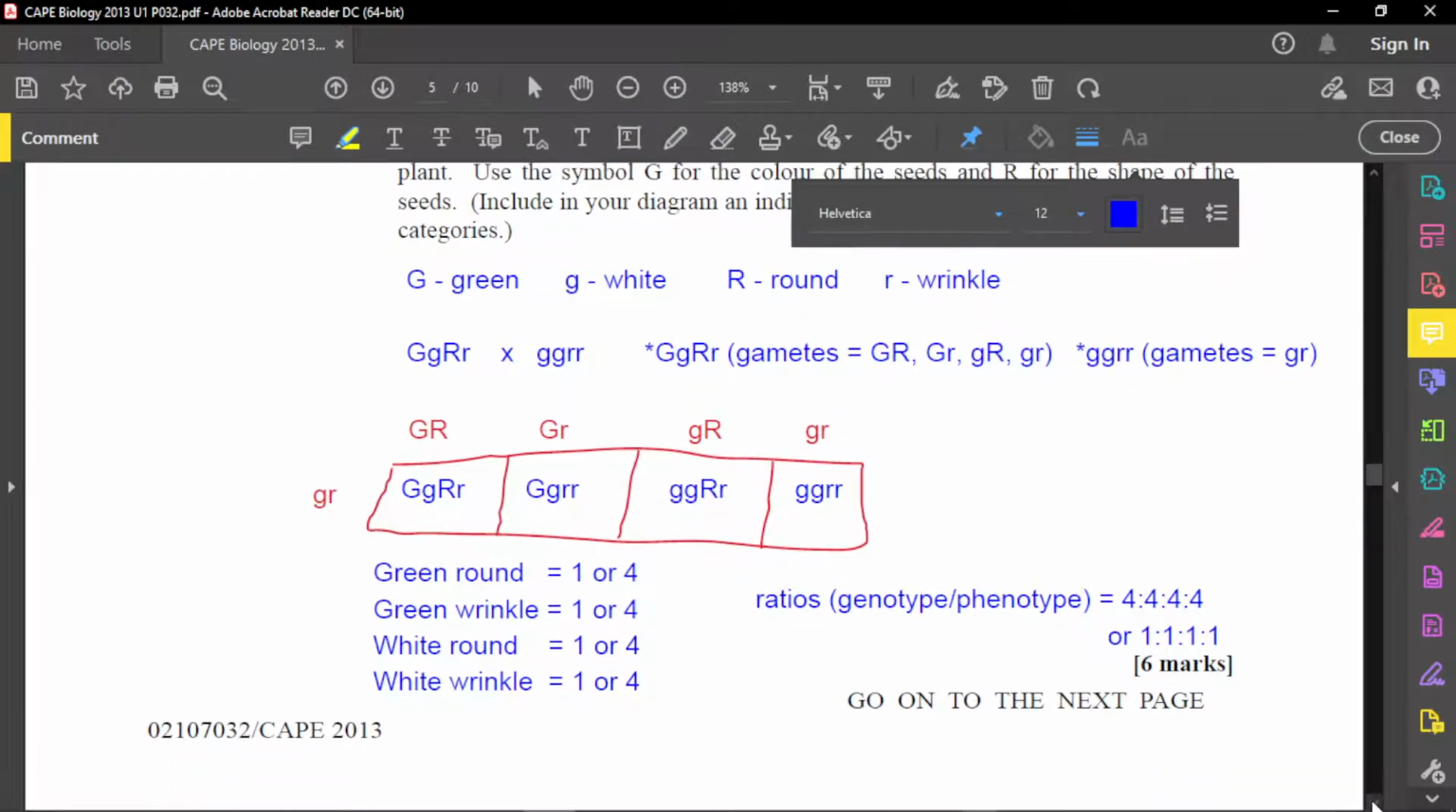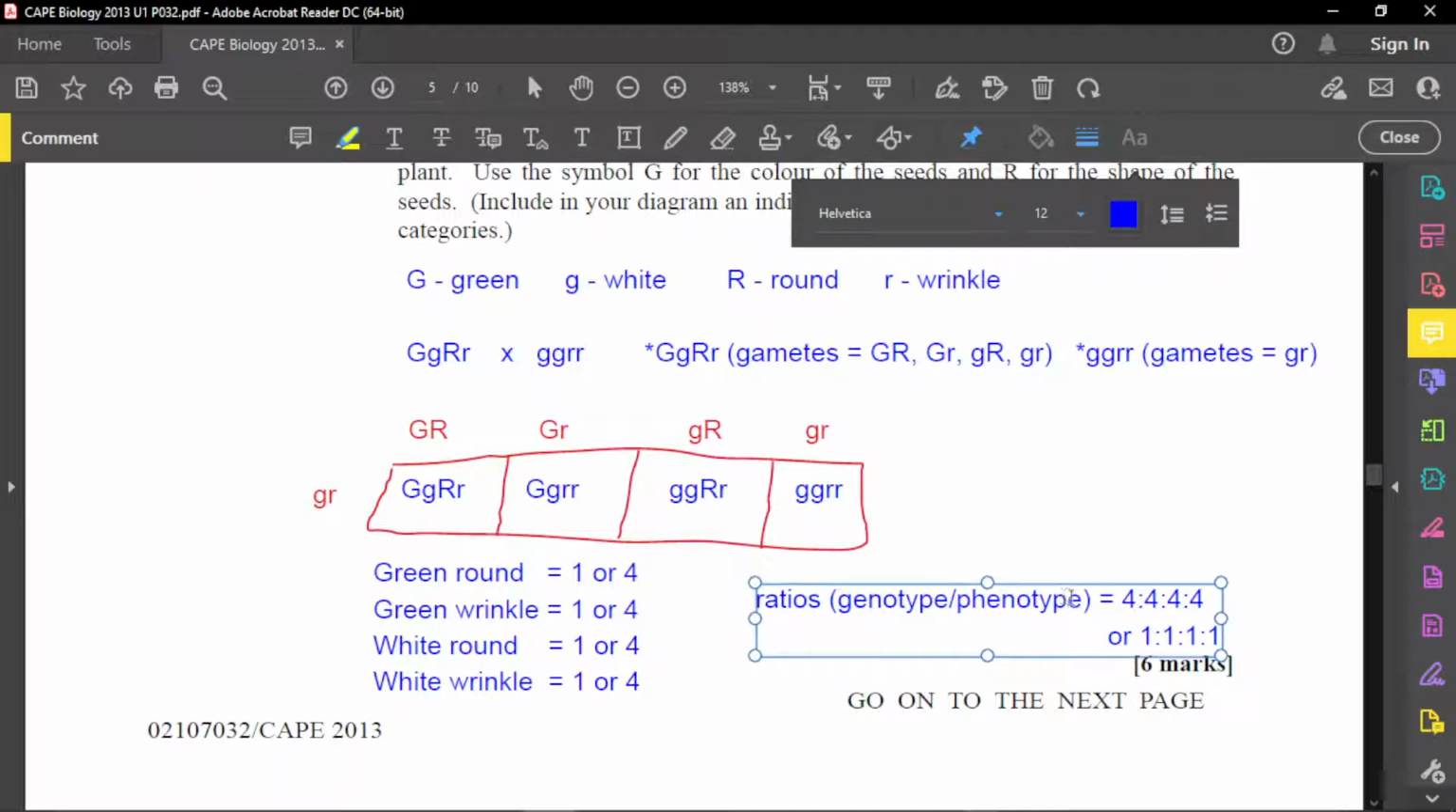Now, based upon this, green and round will be 1 or 4. Why did I put 4? Because if you do the expanded version, you'll get the 4. For my summarized or reduced version, I get 1. Okay, one of each. All right, and for you, you get 4 of each. If you do the expanded version by putting the other 3 rows with small g, small r's, again, there's no need to go through that.